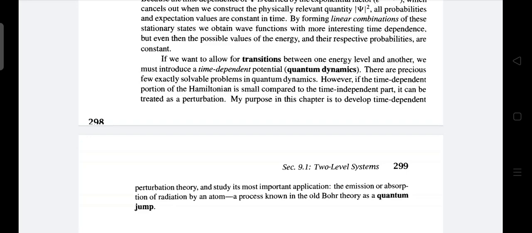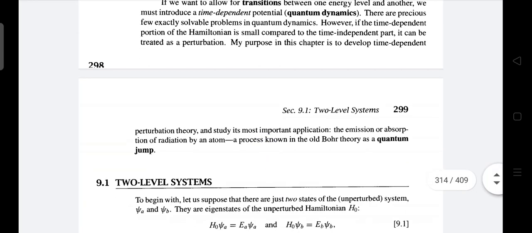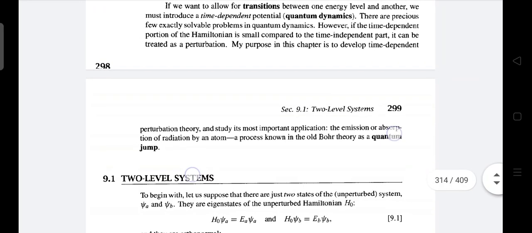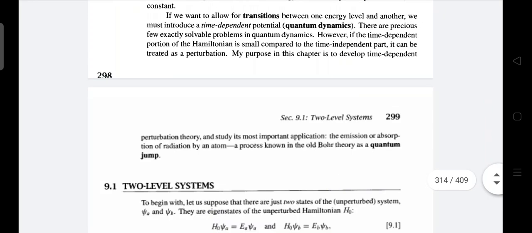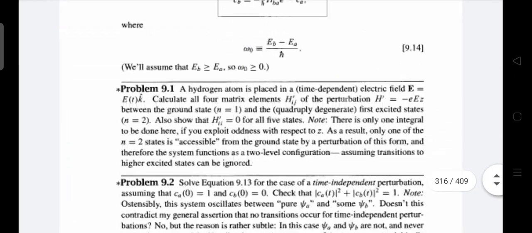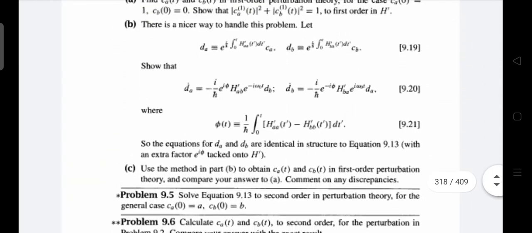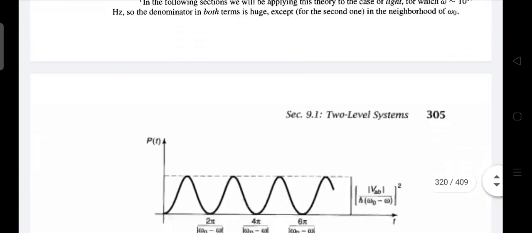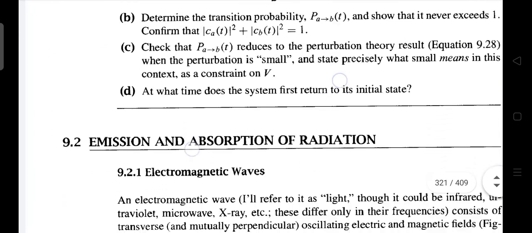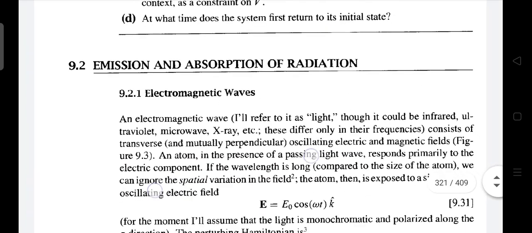There are very few exactly soluble problems in quantum mechanics. Emission or absorption of radiation are important applications of time dependent perturbation theory. Today, first we are going to learn emission and absorption of radiation.